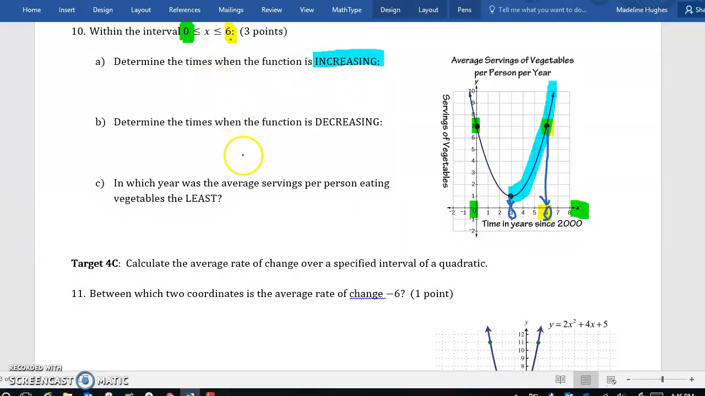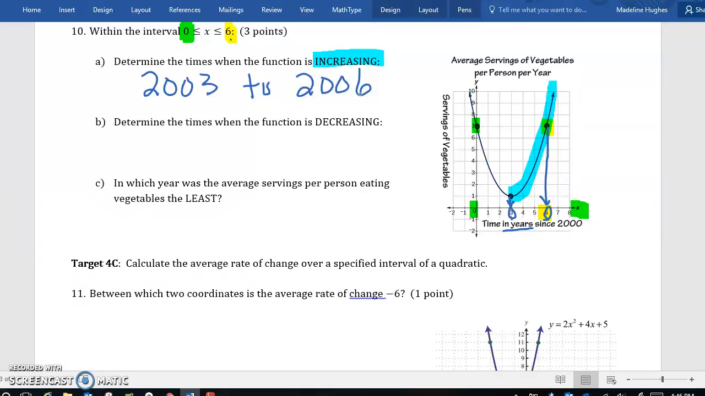Now be careful, because the answer is not 3 to 6. This is telling us it's time in years since 2000. So this is really 2003 and 2006. So 2003 to 2006 is where we are increasing.